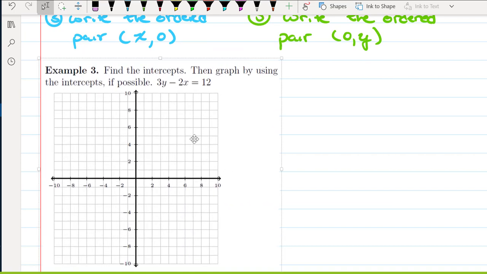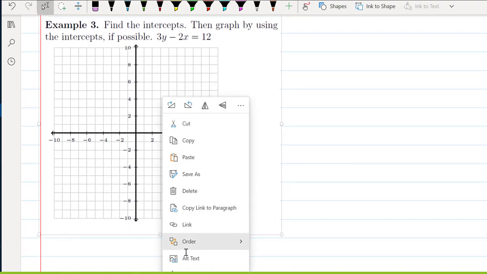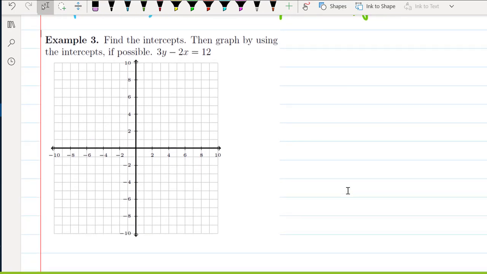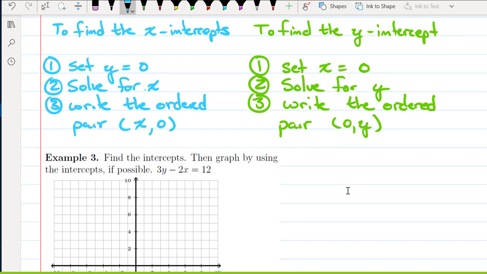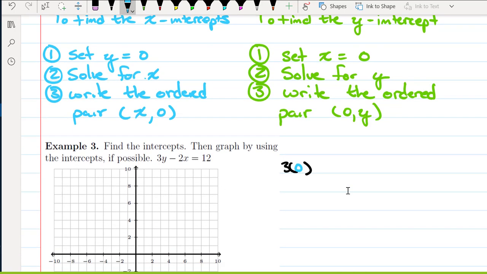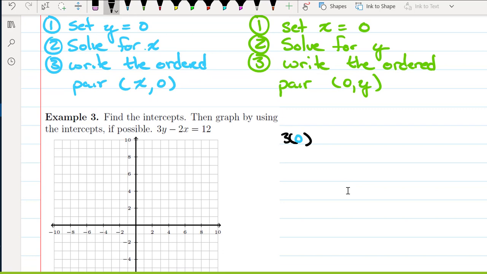So find the intercepts and then graph using the intercepts if possible. So we have 3y minus 2x is equal to 12. So to find our x-intercept, we set y equal to 0. So that's going to give us 3 times, we make our y 0, minus 2x is equal to 12, and then we need to solve for x.